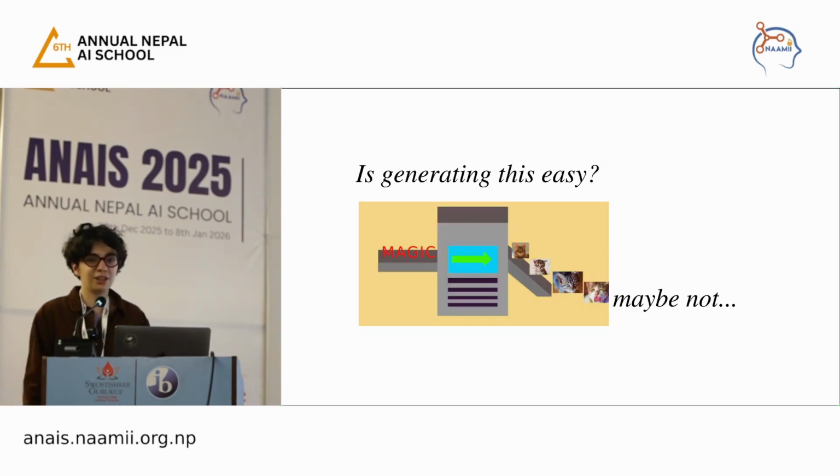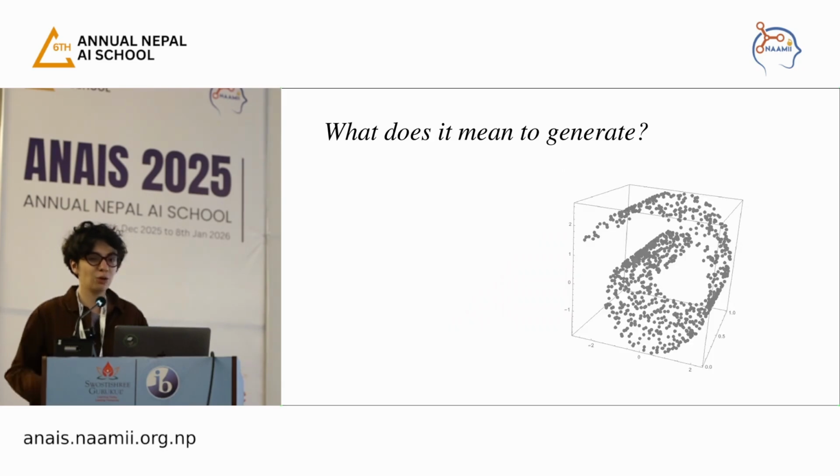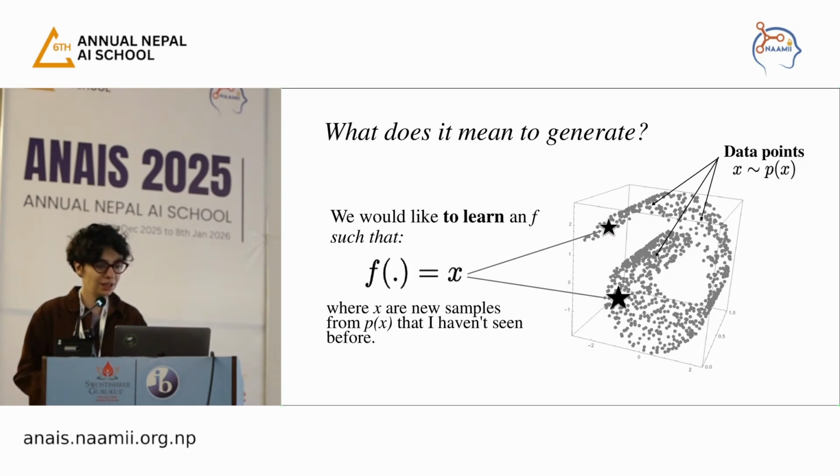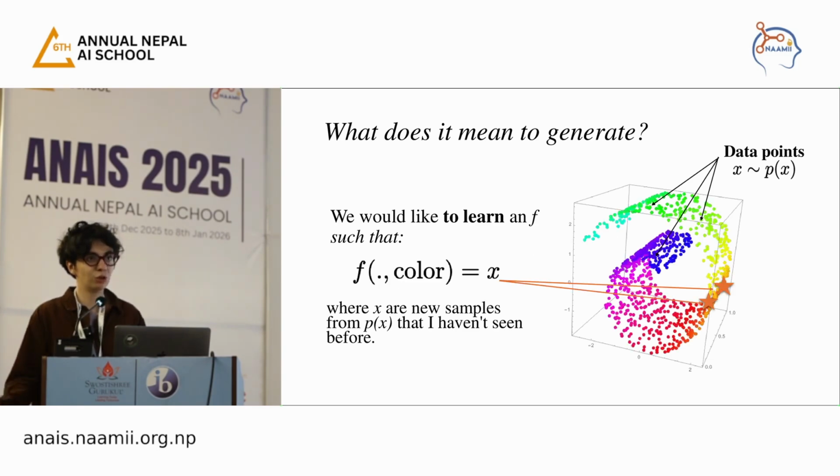So is generating that easy? Like, do we put magic into a black box and then we get our images with cats coming out of it? It's not actually. So let's talk about what it means to generate. When we try to generate, what we have is usually some data points coming from some underlying distribution P of x. And what we try to learn is a function f that will generate other x points. Ideally, we have never seen these x points before.